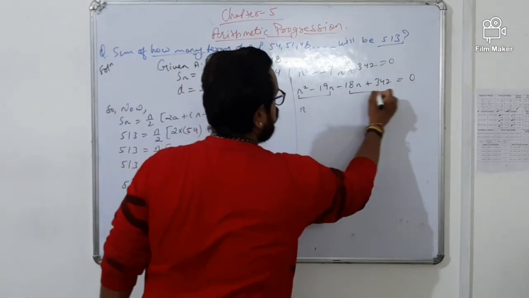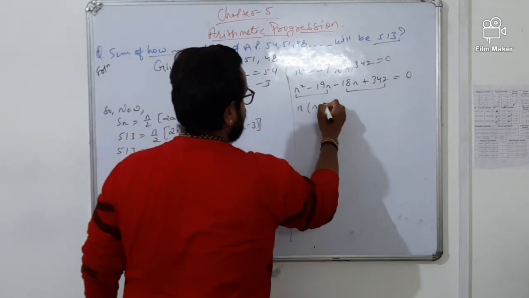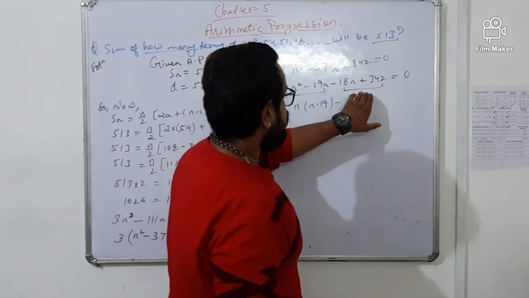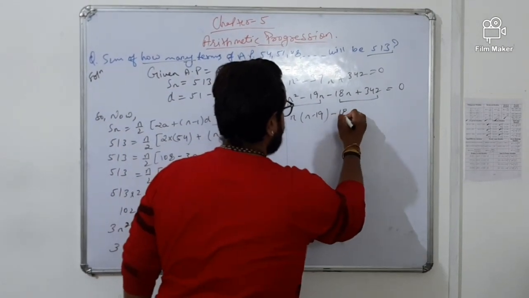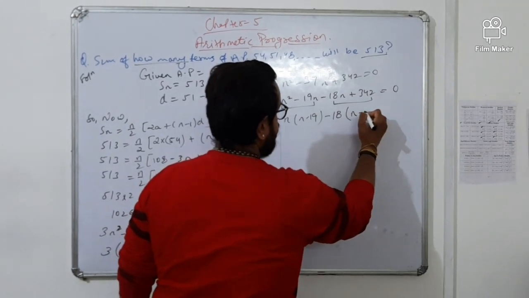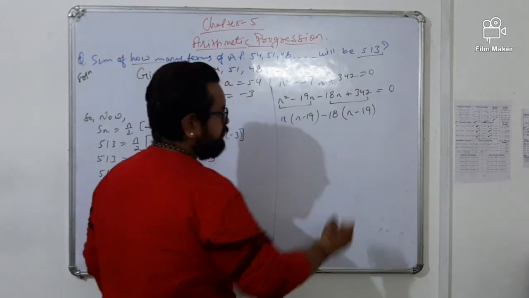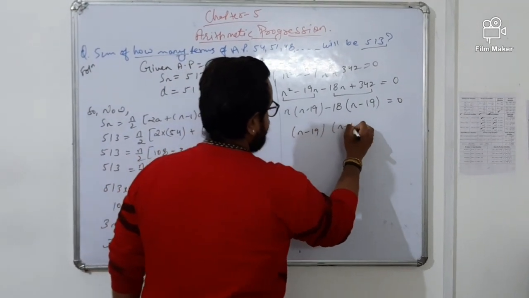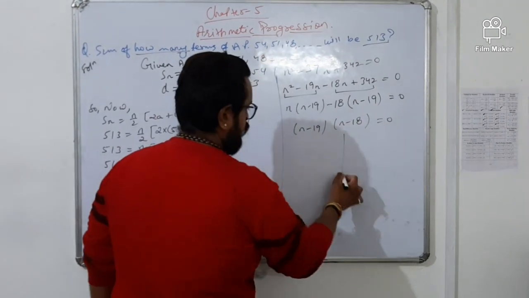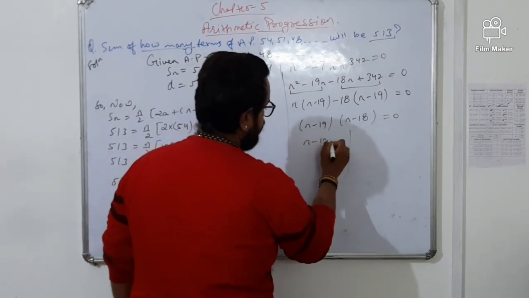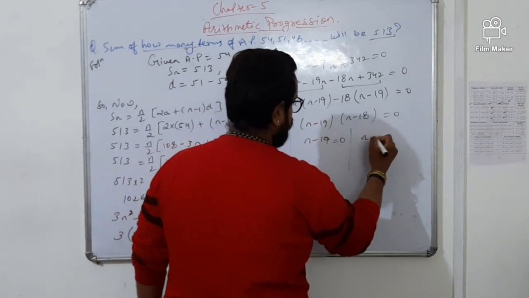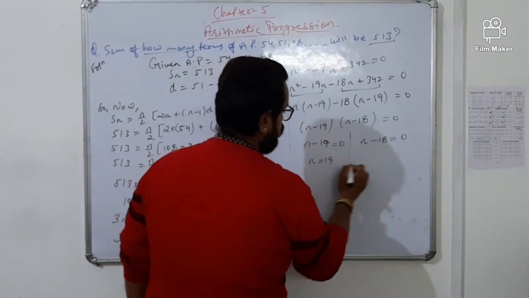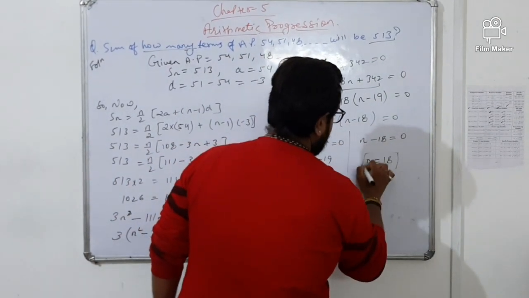Now take common from these two terms. N will be common, n minus 19, and from these two terms I think we can take 18 common. So 18 and n minus 19 will remain inside, equal to 0. Now n minus 19 and n minus 18. One we will keep n minus 19 equal to 0, and on the other hand we will keep n minus 18 equal to 0. We will get n equal to 19 and n equal to 18.